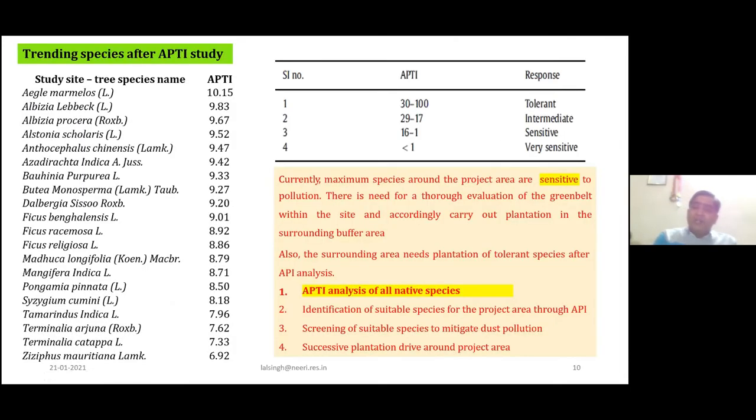So nowadays, after developing the green belt, we are evaluating some indexes like the APTI index, the air pollution tolerance index. On the basis of that index, we have evaluated more than 20 species. Just you can see, on the basis of the APTI index, most of the species are ecologically very sensitive to the pollution. So we have to take other parameters for evaluating the green belt and how much it mitigates the pollution problems.